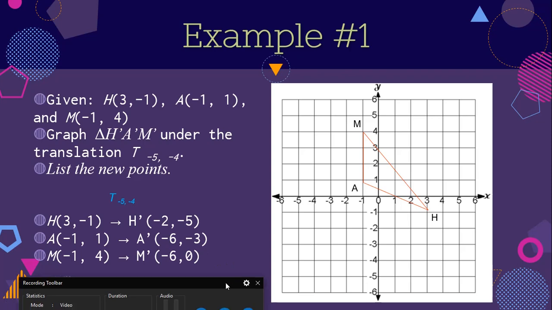Now that I know the location of triangle H prime, M prime, and A prime, I'm going to go ahead and graph that. And you can see that it's exactly the same shape and exactly the same size. We just slid it to the left and down.